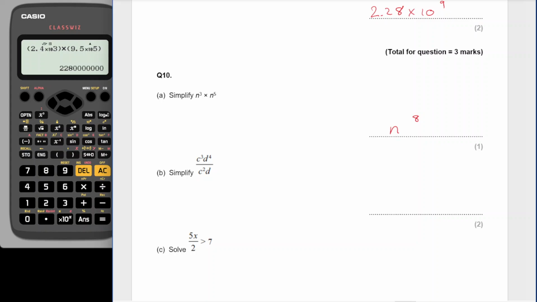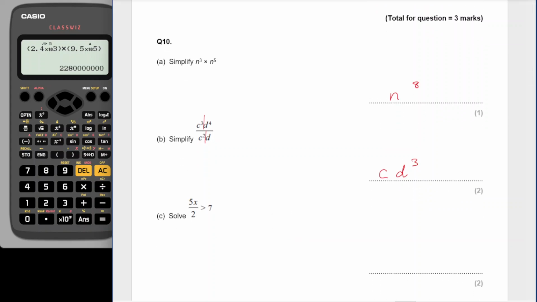Next one, C. I'm going to separate my C's and D's. C to the 3 divided by C to the 2, I take away the powers, so that would be C to the 1, or just C. And then D to the 4 divided by D to the 1 would become D to the 3.